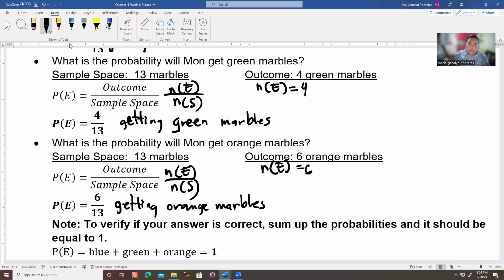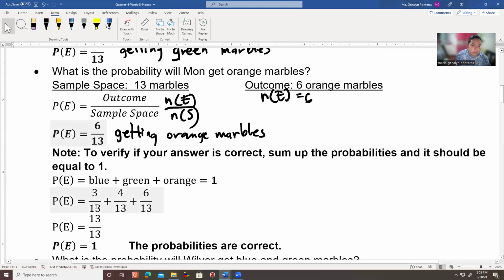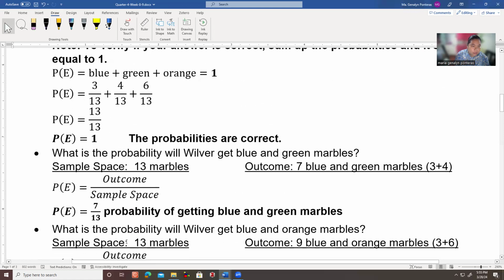So according to our note, to verify if the answer is correct, sum up the probabilities, and it should be equal to 1. So the probability of getting blue plus green plus orange equals 1. So 3 over 13 for blue, 4 over 13 for green, and 6 over 13 for orange. Since they are similar fractions, you just add the numerators. So 3 plus 4 is 7, plus 6 is 13. 13 over 13 is 1. So the probability we have is correct.